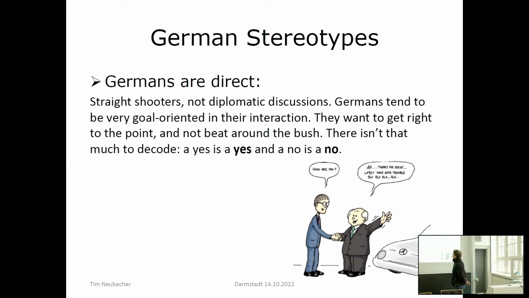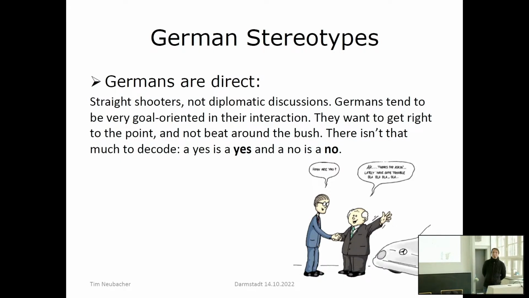All right, and now to some stereotypes. Germans are direct, straight shooters, no diplomatic discussions at all. Germans tend to be very goal-oriented in their interaction. How are you? Oh, thanks for asking. Lately I had some trouble, blah, blah, blah. Do you think it's true?